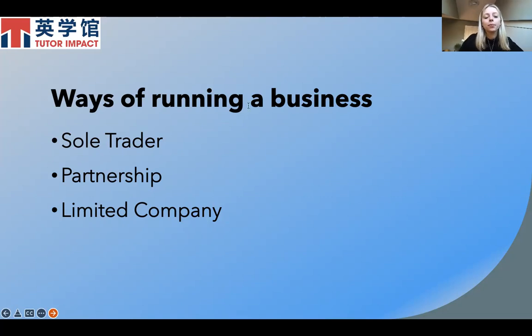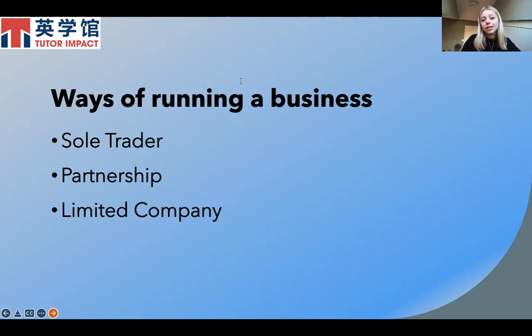The last option here is the limited company, which is probably the most important type of business structure, and it's what most people mean when they talk about companies in general. A limited company is the short version of saying limited liability company. This is formed by registering certain documents, and the result of this is to create a separate legal entity. Now, don't worry, we will be talking about this later.